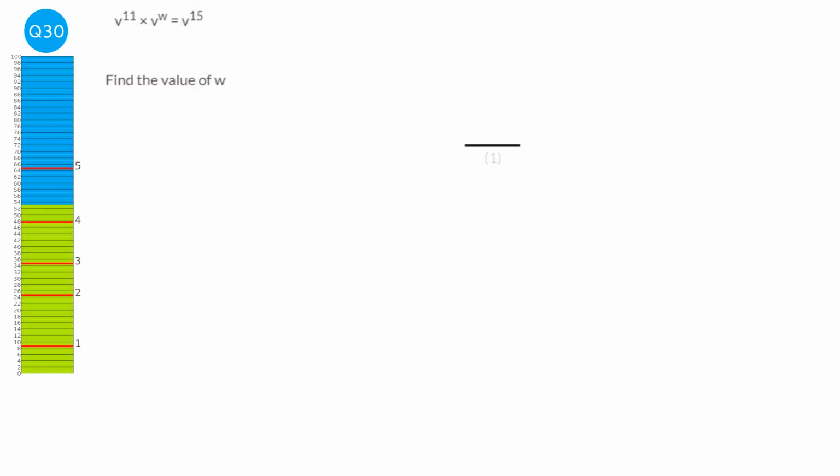We know that when you multiply powers with the same base, and here we've got all these as base v, you add the powers. So we're looking at what do we add to 11, which is this one here, to get to the 15. 11 plus 4 is 15. So W therefore equals 4.